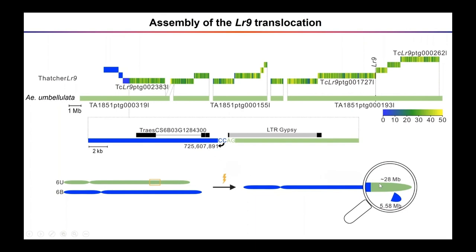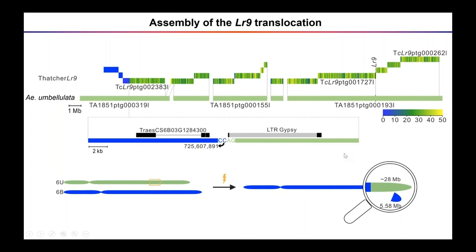And we have found that a 28 MB Aegilops umbellata chromosome fragment has been transferred to wheat chromosome 6B through this X-ray mediated chromosome break and relocation. And we also found that a 5.58 MB wheat chromosome segment has been lost from the 6B chromosome. It was reported that R9 translocation is associated with a reduced yield. So this could be caused either by undesirable genes from this Aegilops umbellata introgression, or by this loss of the 5.58 MB chromosome segment.